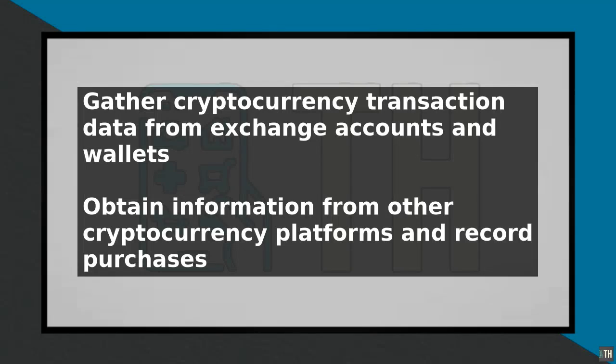To make a CoinLedger TurboTax report, start by gathering all your cryptocurrency transaction data, including purchases, sales, and trades. This information can be obtained from your exchange accounts, wallets, and other cryptocurrency platforms.